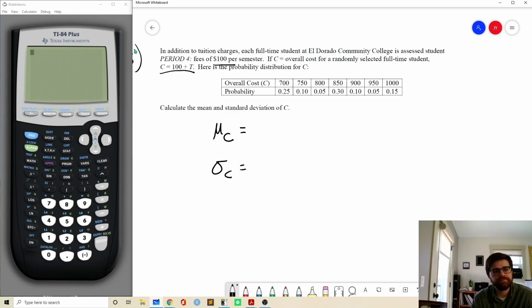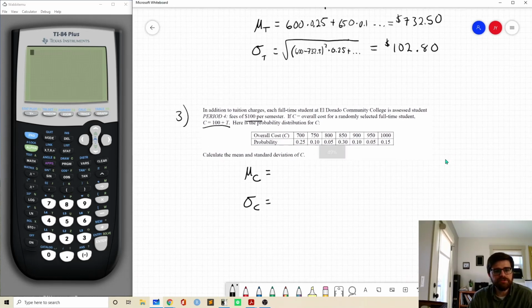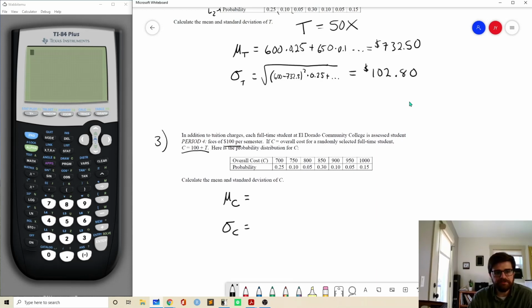What's your prediction? So our tuition mean was 732, and we're adding $100 to every one of these values. So what do you think the new mean is going to be? And make that same prediction for standard deviation. We were at a standard deviation of 108.2. If we add $100 to every value, how would our standard deviation change? Think on that for a second while I update my data. So this is now 700.